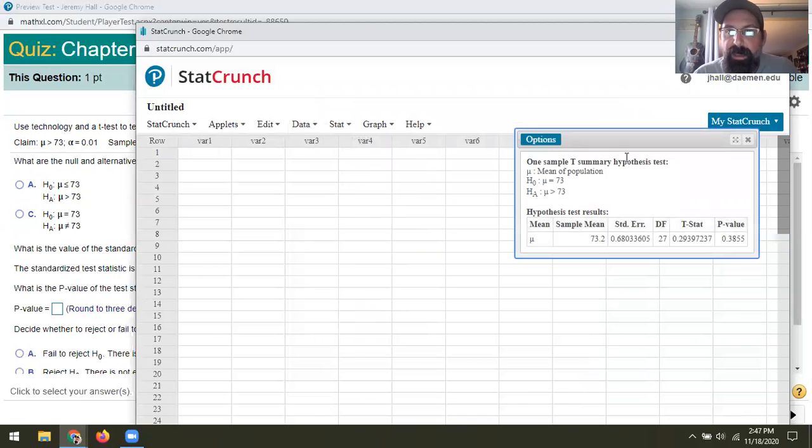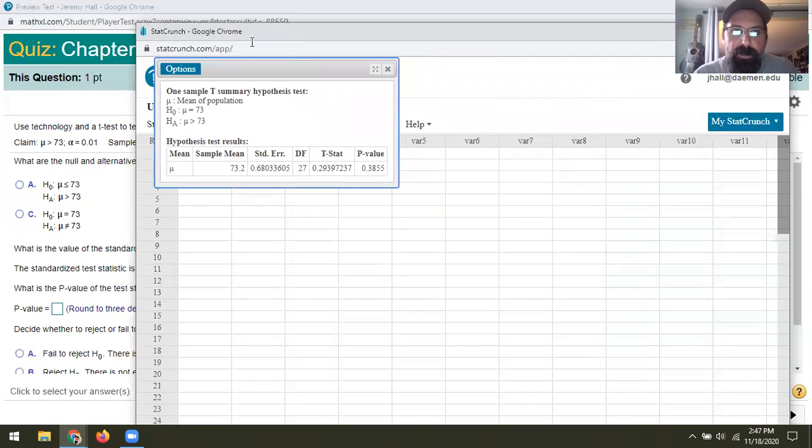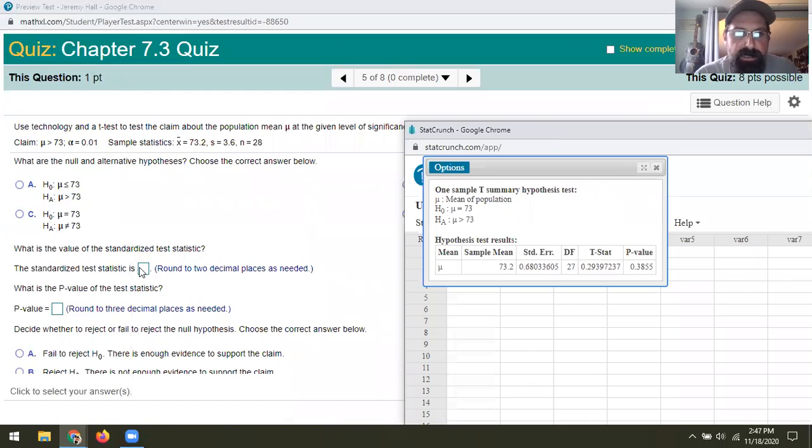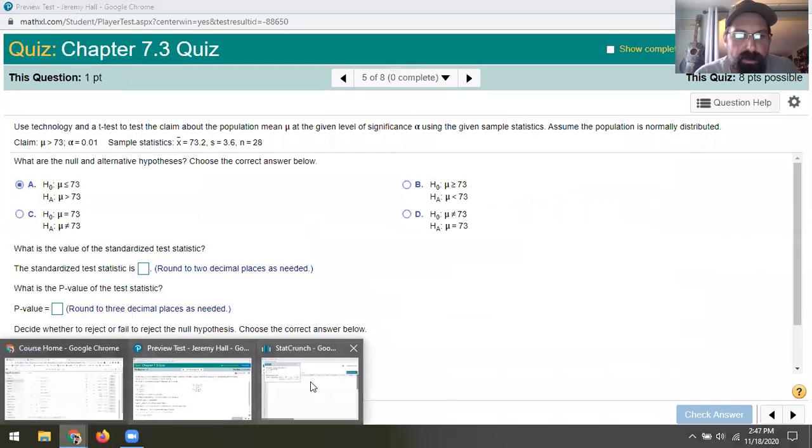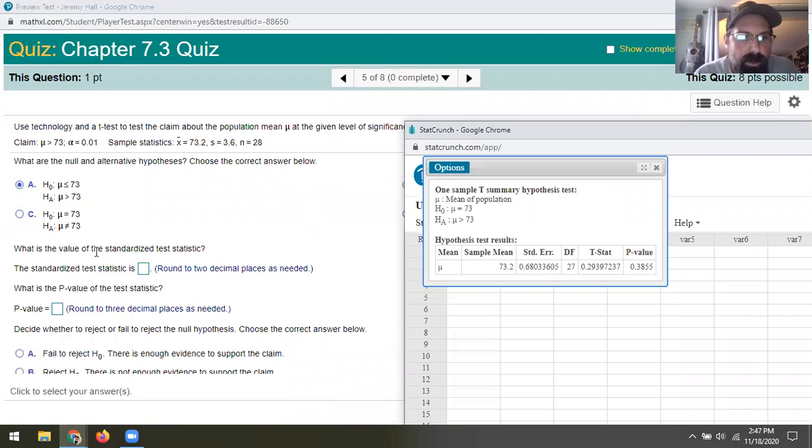But in this case, here we have our values. So it wants the standardized test statistic. Oh, I'm sorry. What are the null and alternative hypotheses? Well, the alternative hypothesis is greater than 73. That's what we have here. What is the value of the standardized test statistic? That's the t-stat here. They want it to 2 decimal places. That's 0.29.